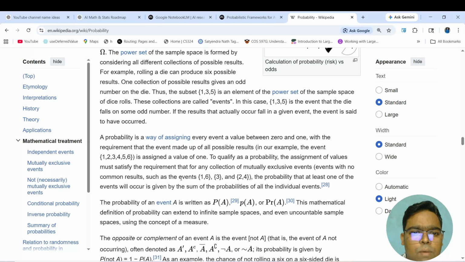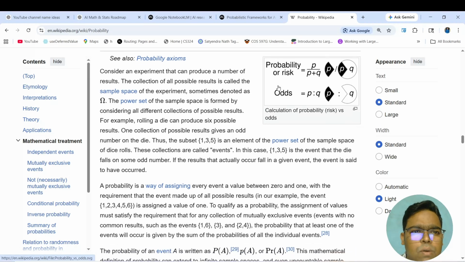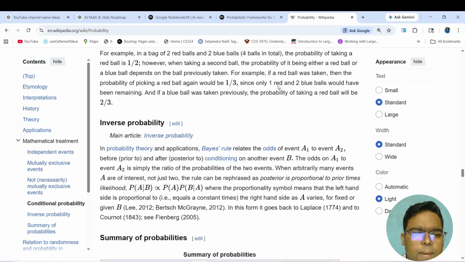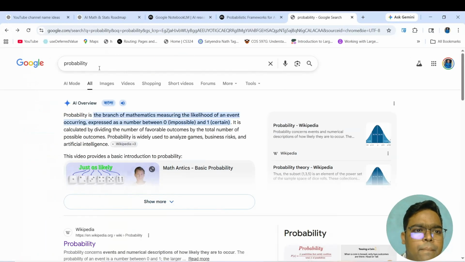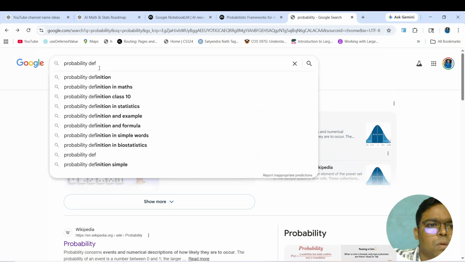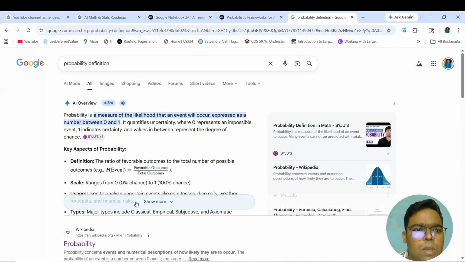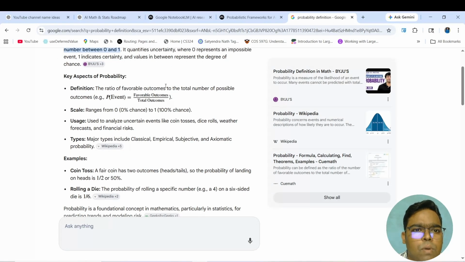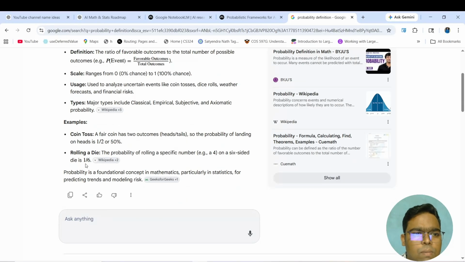So probability of A is P divided by P plus Q. Let's state the definition. Probability is a measure of the likelihood that an event occurs, defined as the ratio of favorable outcomes to the total number of possible outcomes. It ranges from 0 to 1. Rolling a die gives 1/6, and a coin toss gives 1/2, as I said before.